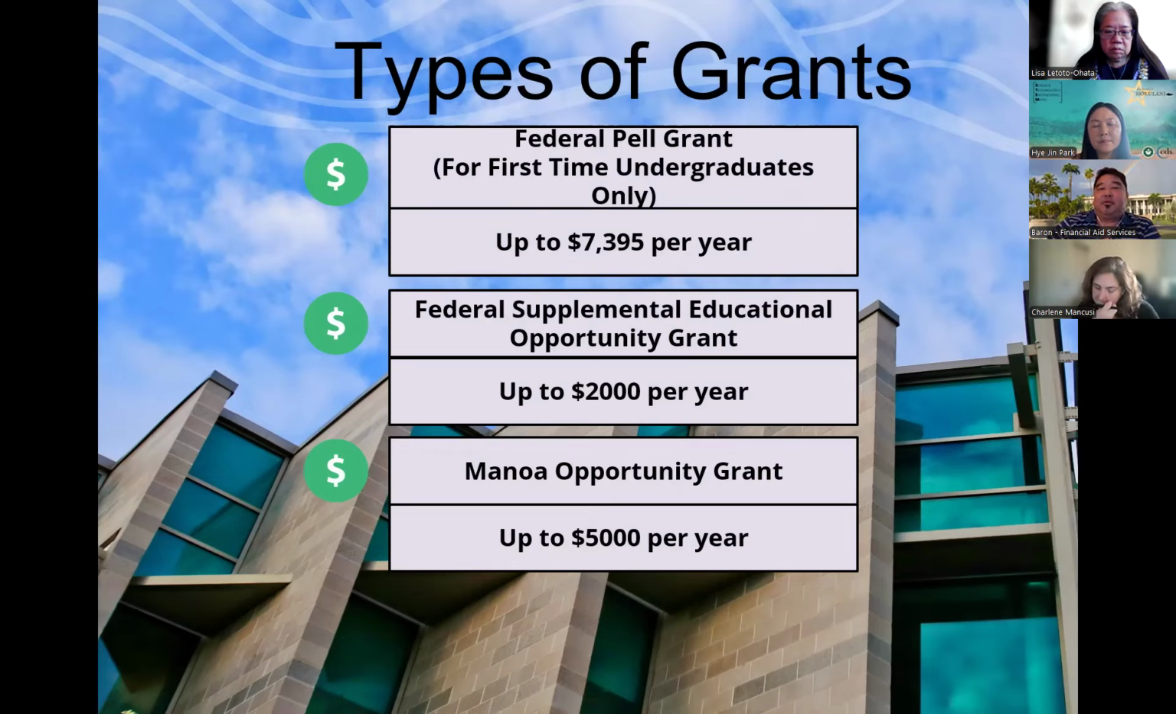Then the Manoa Opportunity Grant is a grant that the university gives. This too is based on full-time enrollment and only classes at Manoa. I say that because there are some students that want to take classes at the community college level because maybe it's a little bit cheaper. But for the Manoa Opportunity Grant, when a student does that, it's only going to be based on their Manoa credits.